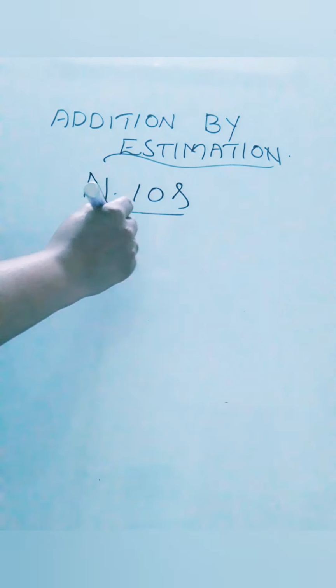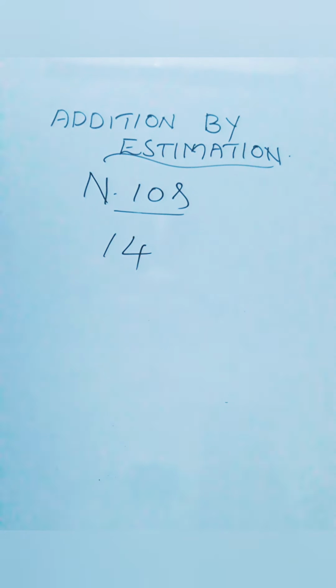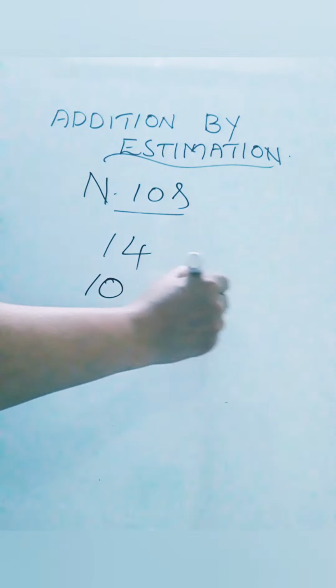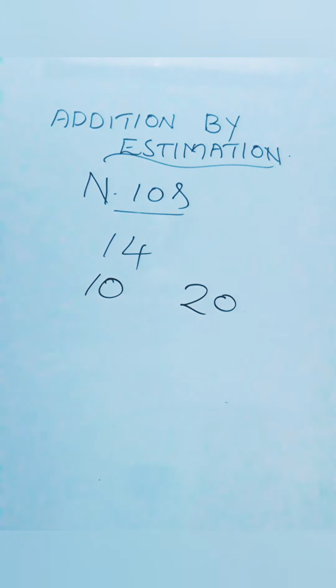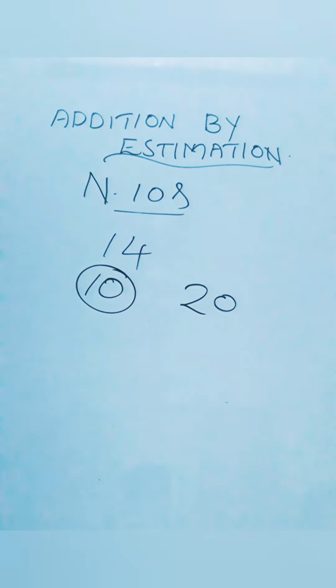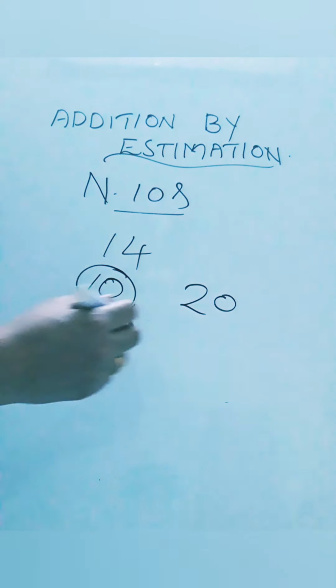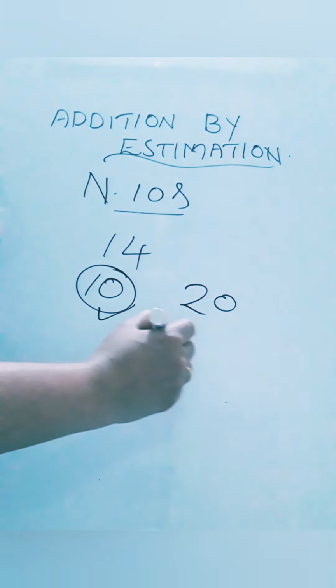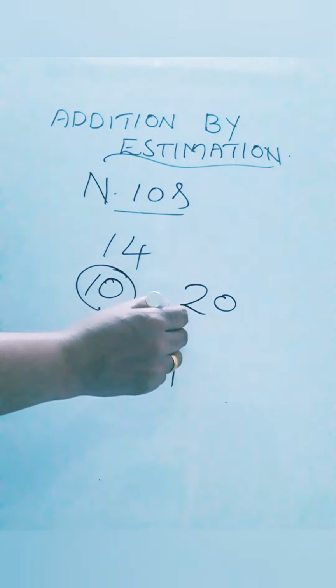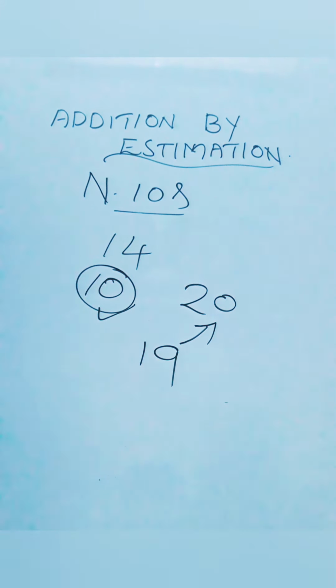See another example, 14. 14 is lying between 10 and 20. Just think of all the tens: 10, 20, 30, 40, 50, 60, 70, 80, 90, 100, 110, 120, etc. 14 is very near to 10, so after rounding 14 will be 10. Then another question, it is easy only: 19. 19 is very near to 20, so after rounding 19 will be 20.